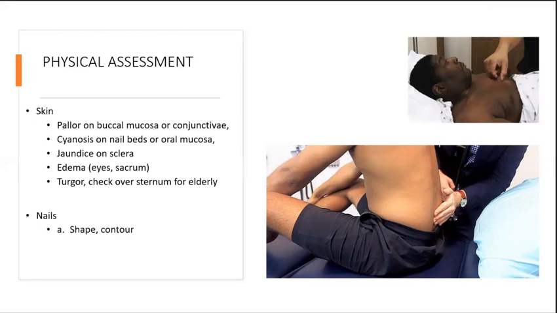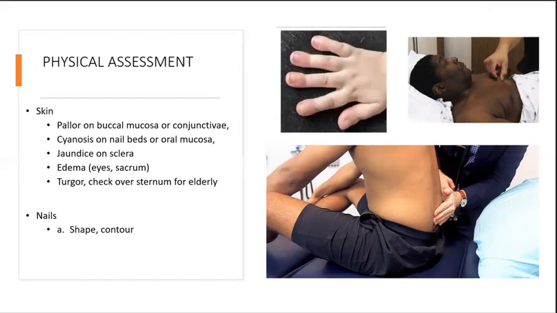With the nails, please look at the shape of the nails. Look at the contour. Look out for clubbing. The nails can give you signs of prolonged decreased oxygenation. Look at the texture of the nail. Look at the thickness. So that's part of your assessment with this patient.